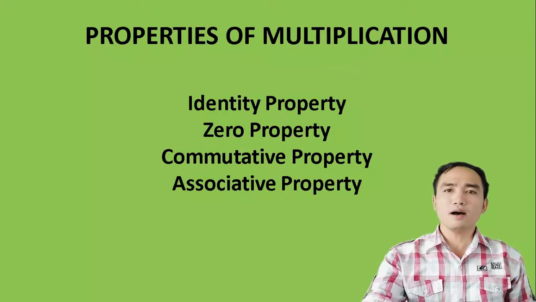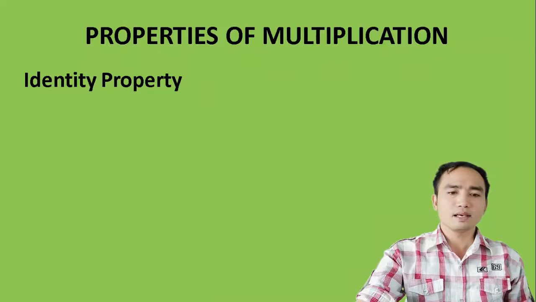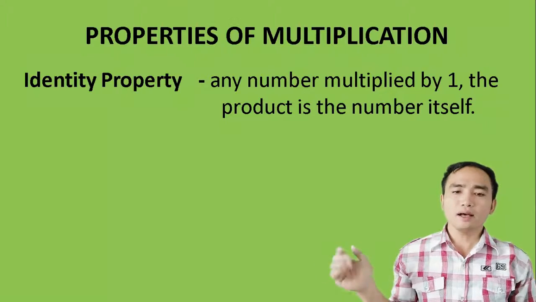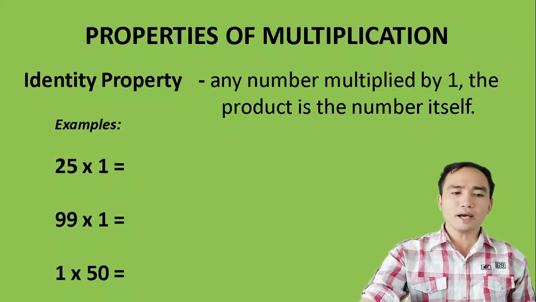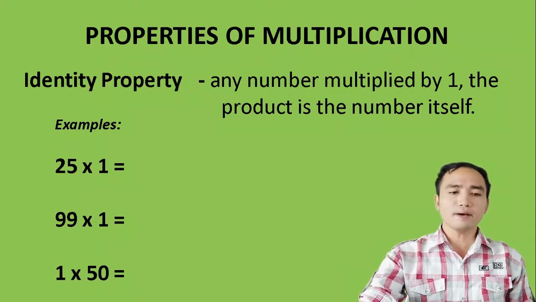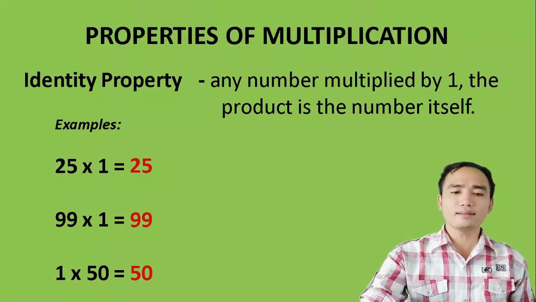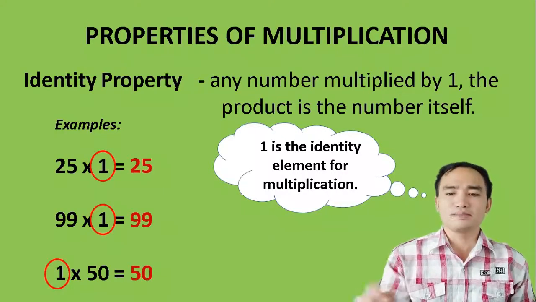First, let us talk about the identity property of multiplication. It states that any number multiplied by 1, the product is the number itself. For examples, 25 times 1 is 25. 99 times 1 is 99. 1 times 50 is 50. So, we can say that 1 is the identity element for multiplication.